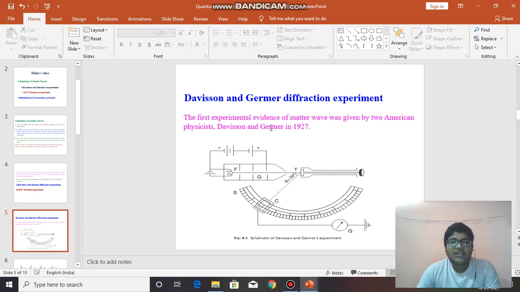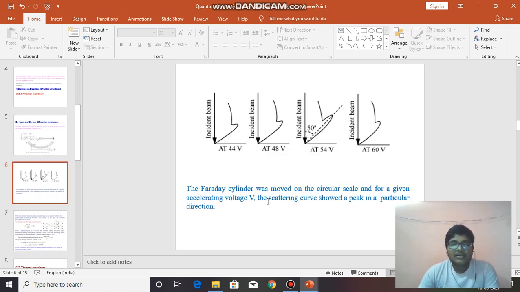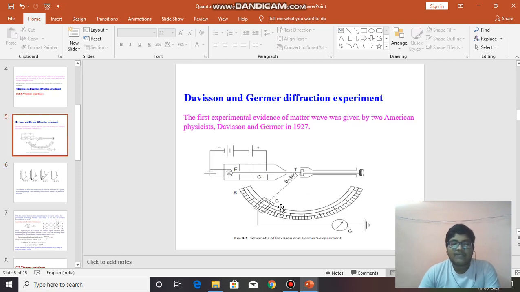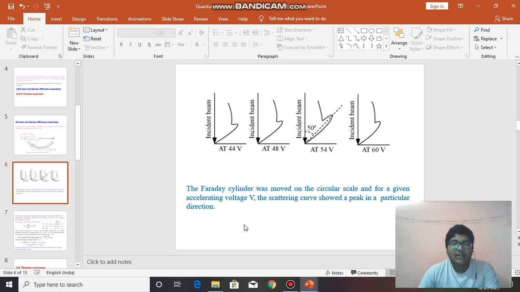The first experimental evidence of matter waves was given by two American physicists, Davisson and Germer, in 1927. This is the experimental setup. The Faraday cylinder is moved on the circular scale, and for a given accelerating voltage, the scattering curve shows a peak in a particular direction.